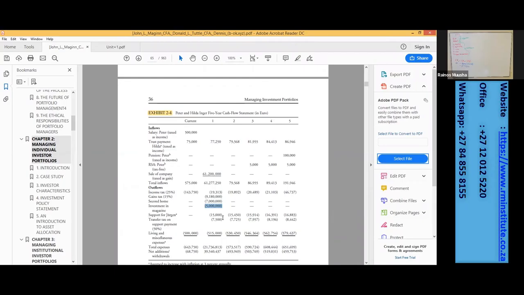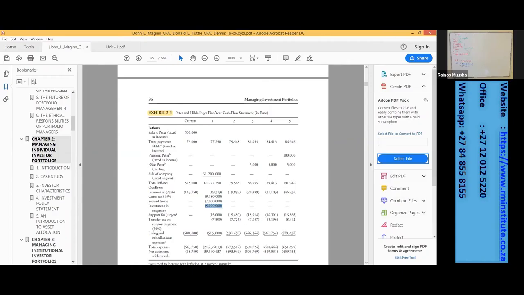Remember they say wealth transfer is going to be charged 50%, or 50% is levied on any wealth transfer, isn't it? So in the first year, 50% of 15,000 is the wealth transfer tax that they're going to pay. And in the second year, 50% of the 15,000 is the wealth transfer tax that they're going to pay, and so on.